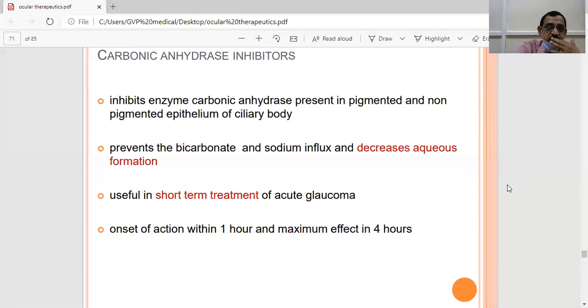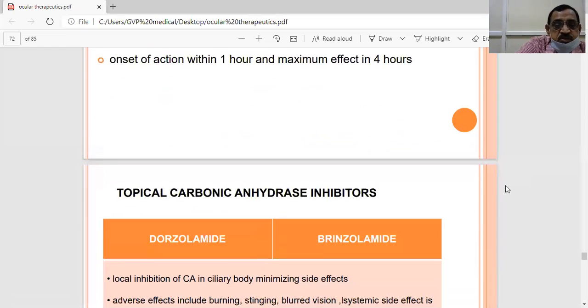Carbonic anhydrase inhibitors inhibit the enzyme carbonic anhydrase present in the pigmented and non-pigmented epithelium of the ciliary body, prevent the bicarbonate and sodium influx, and decrease aqueous formation. It is useful in short-term treatment of acute glaucoma. Onset of action is within 1 hour and maximum effect is seen at about 4 to 6 hours.